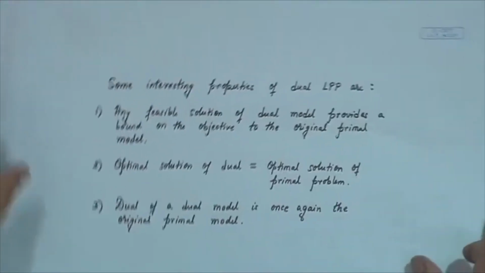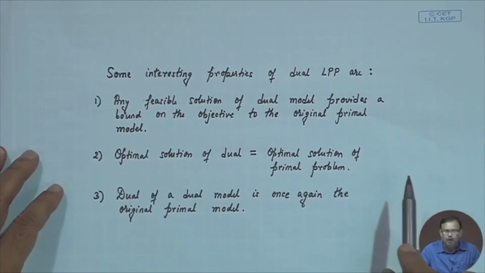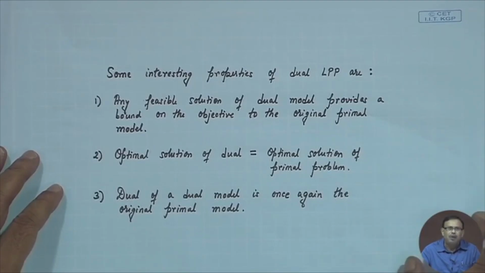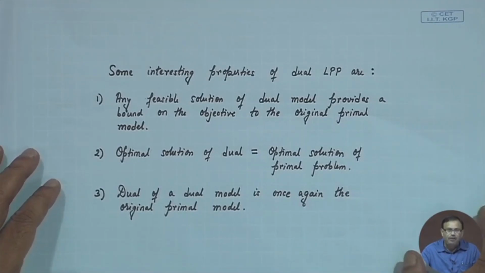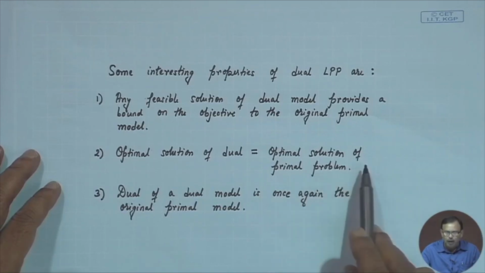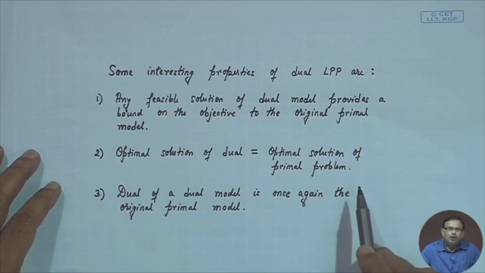So, some interesting properties of the dual LPP. Number 1, any feasible solution of a dual model provides a bound on the objective of the original primal problem. Number 2, the optimal solution of the dual equals the optimal solution of the primal problem. Please note this one: the optimal solution of a dual is equal to the optimal solution of a primal problem.